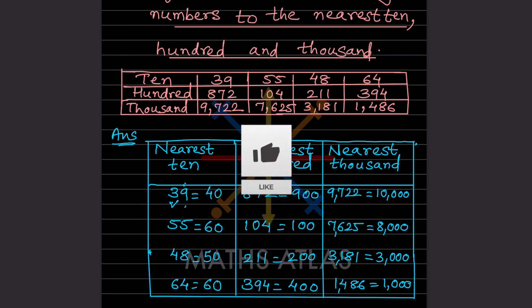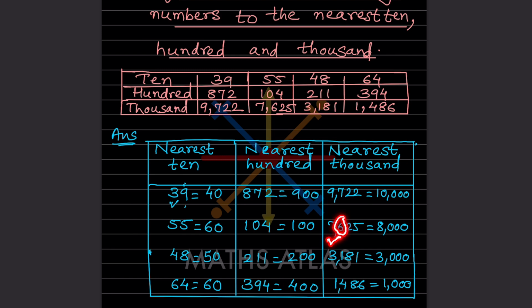Now the next one, ones, tens, hundred, thousands. So now concentrate on this 7. Next to that number is the hundreds place. So hundreds place means this 6, which is more than 5. So plus 1, so 7 becomes 8. And of course this 3 you are going to put 0 0 0.